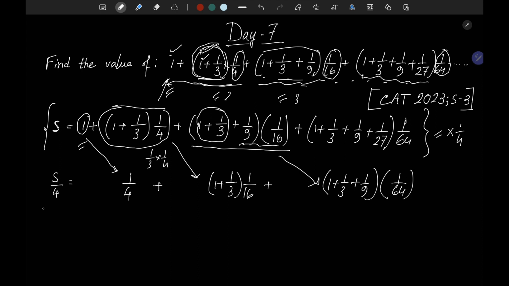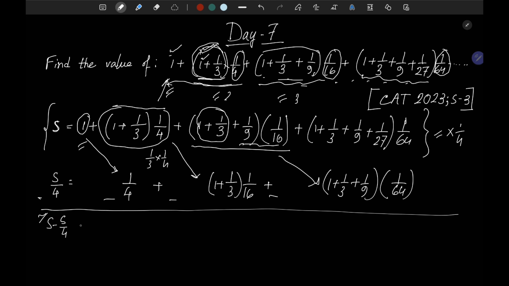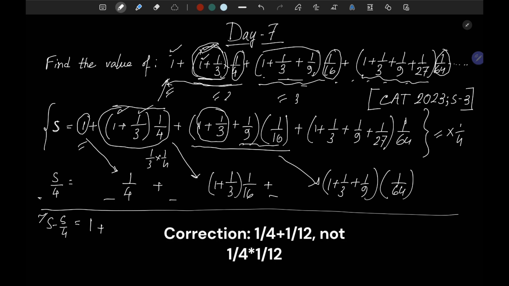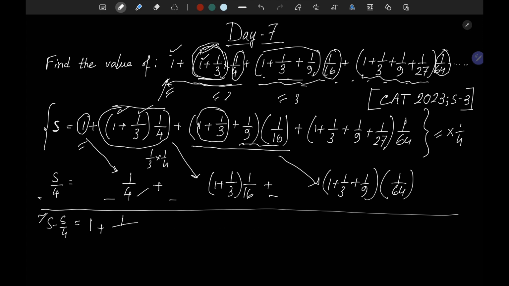Now let us subtract. This side will be S minus S by 4. This one will be 1 as it is. This will be 1 by 4 into 1 by 12 minus 1 by 4. So that will be 1 by 12, or better to write it as 1 by 3 into 1 by 4.